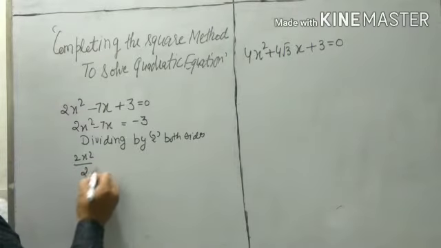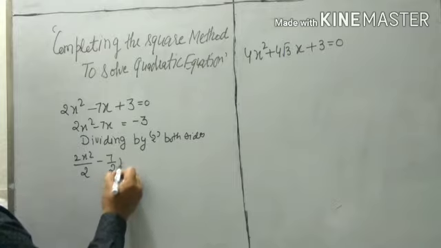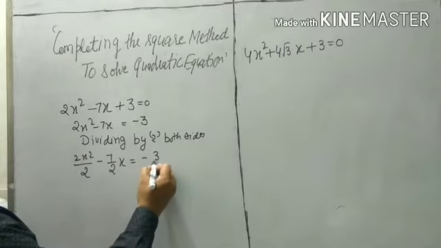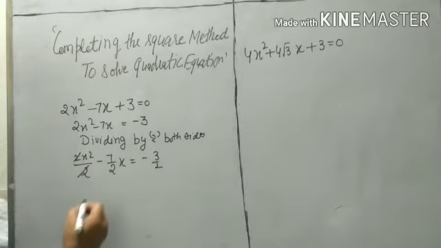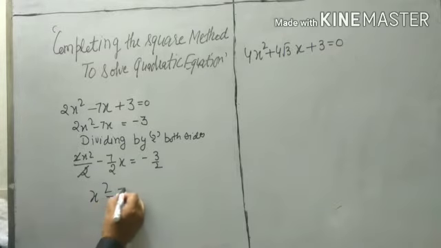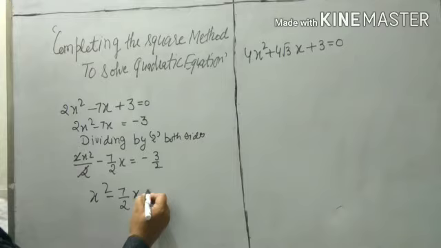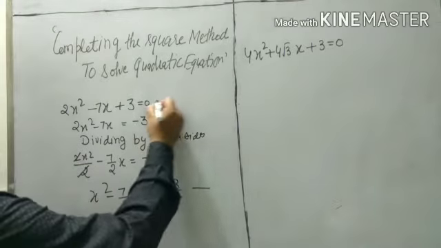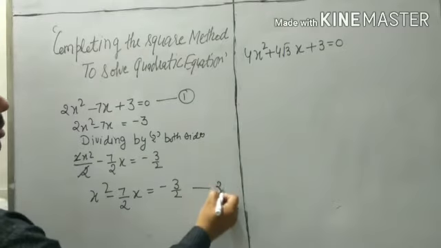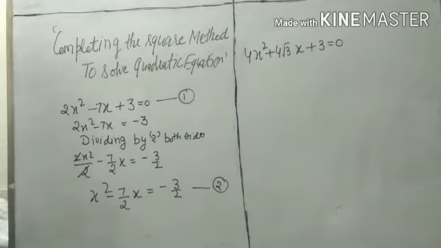2x square by 2 minus 7 by 2 x is equal to minus 3 by 2. Now what we are left with is x square minus 7 by 2 x is equal to minus 3 by 2. This is equation number 1. This is our equation number 2. Now the x square coefficient is 1.